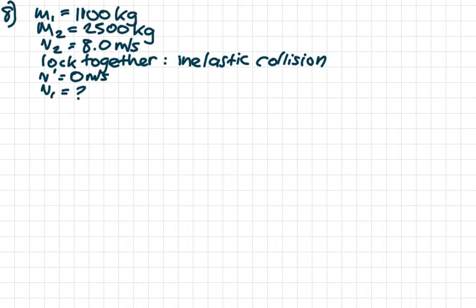And so it wants to know what was the velocity or the speed of the car right before they collided. So it's a locked together inelastic collision. Let's set up the equation for that. Momentum of the car plus the momentum of the van before the collision.